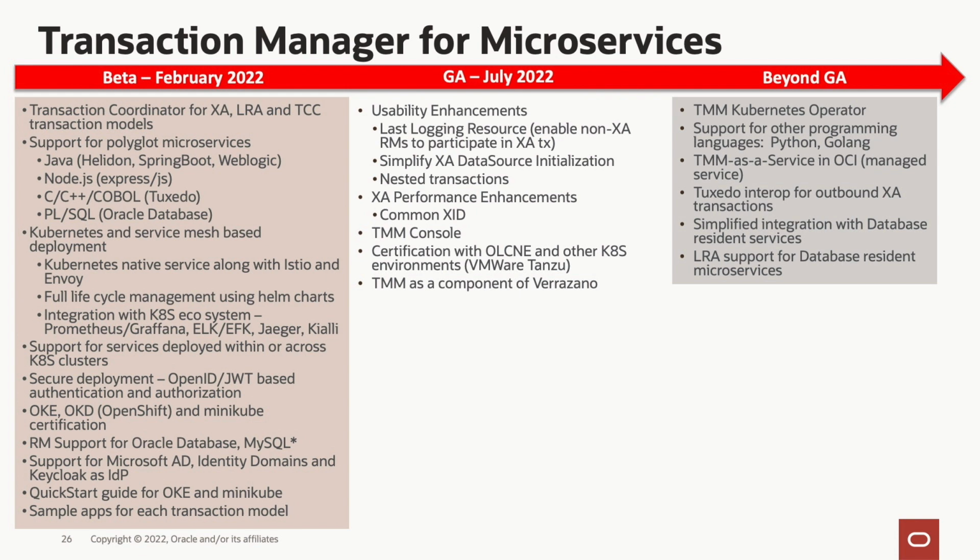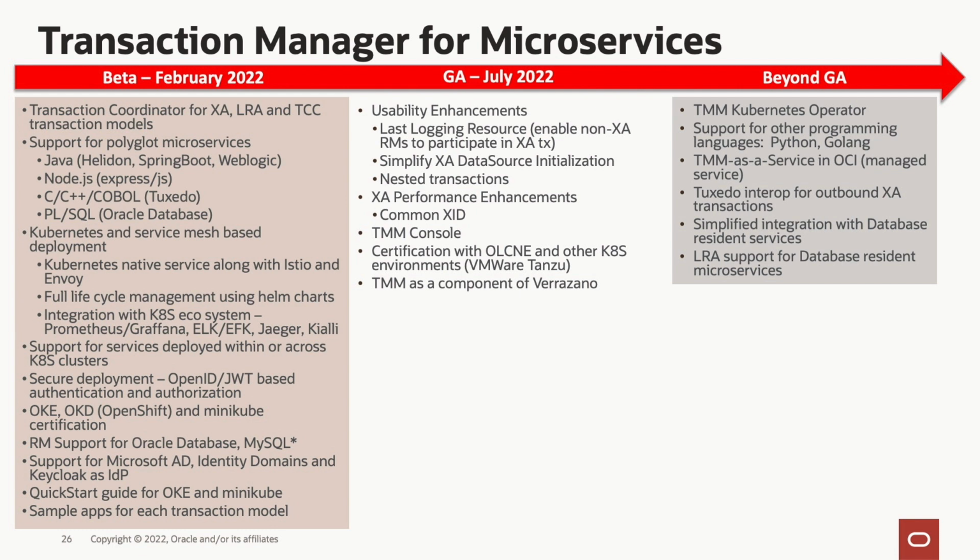And then the TMM console, that's going to be part of the GA release. We are going to certify the Oracle Linux Cloud Native Environment in the GA release, and maybe some other Kubernetes environments like VMware Tanzu, and so on. And we are also exploring the possibility of including TMM as part of the Verrazzano enterprise container platform that was released last year. So these are some of the features which we are targeting for the GA release, and then beyond GA also we have a number of things in the pipeline.